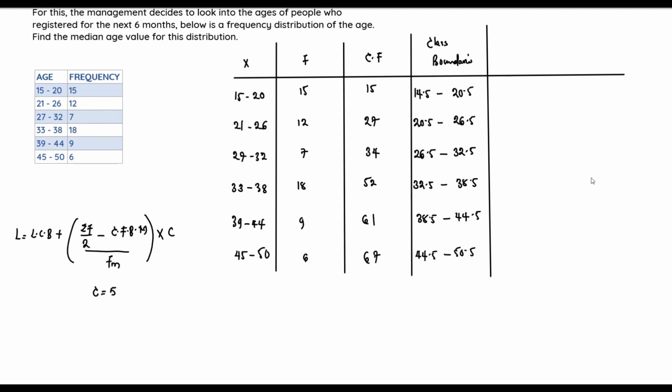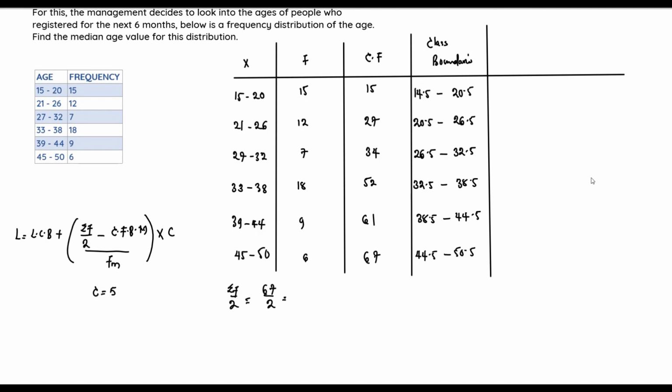So we have 6 class boundaries, and we have 6 cumulative frequencies. We need to get our median first, so that means we need to work on the summation f divided by 2. That is the first step to getting the median of this kind of distribution. So let's work on summation f over 2. The sum of frequencies is going to be equals to 15 plus 12 plus 7 plus 18 plus 9 plus 6, and that is going to give us 67 divided by 2.